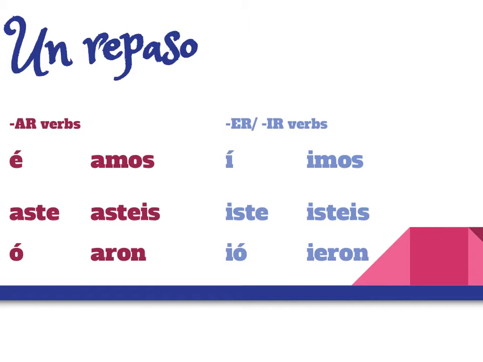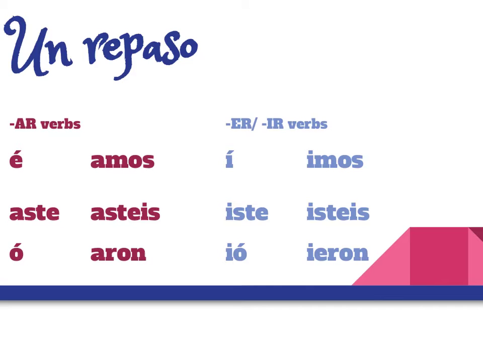Primero vamos a repasar. We're first going to review a little bit. You have learned the preterite, which expresses completed past actions. Just as a little reminder, here are your AR preterite verbs and your ER/IR preterite verbs. Take a moment just to pause this video and write them down in your notes.